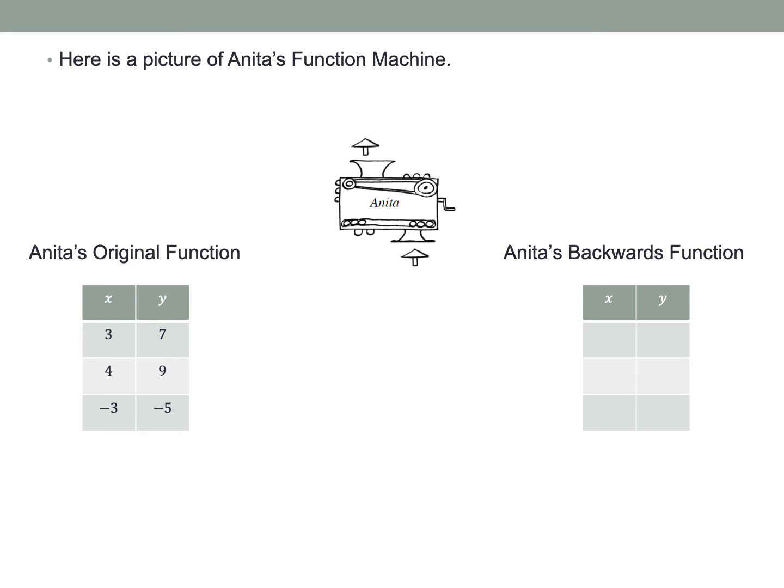So it pulls out a 7. Remember, that was one of our original outputs. So it's pulling it up into the machine, and because it's going into the machine here, it's in the X category for her table. And out comes the 3, which remember was the input for her original function. So it sucks in the output, and then out comes the original input, right? And then it pulls in the 9, and then out comes the 4.